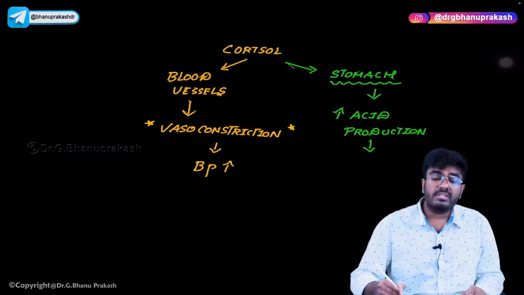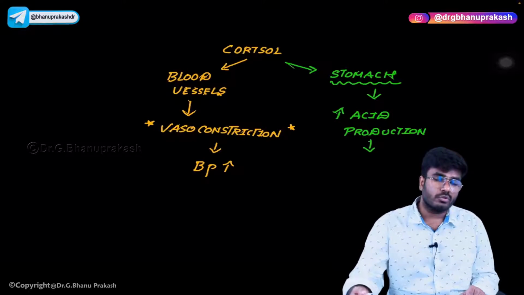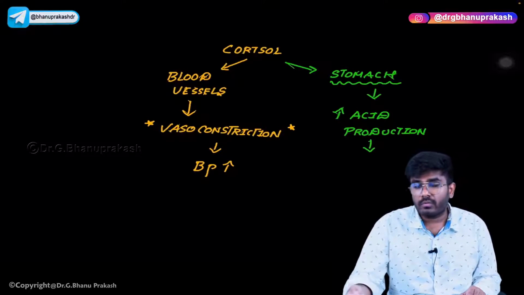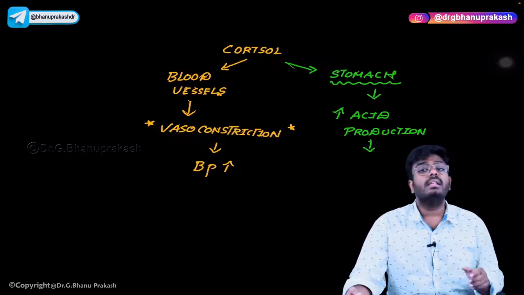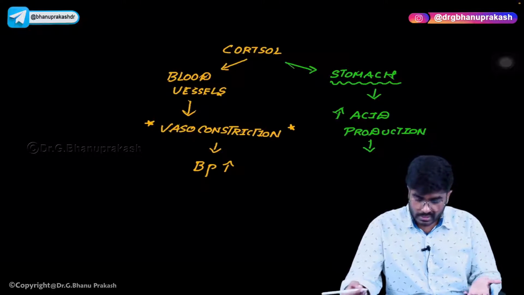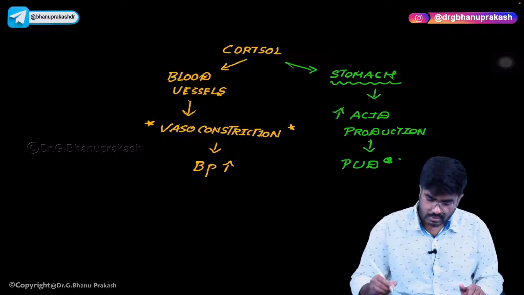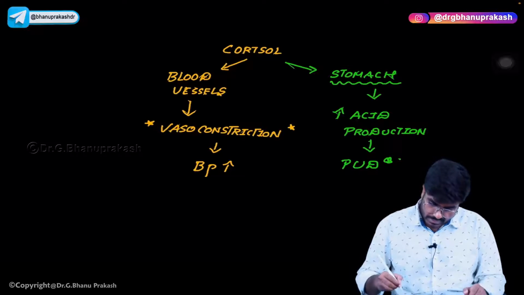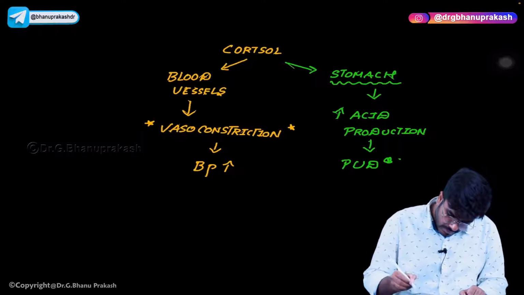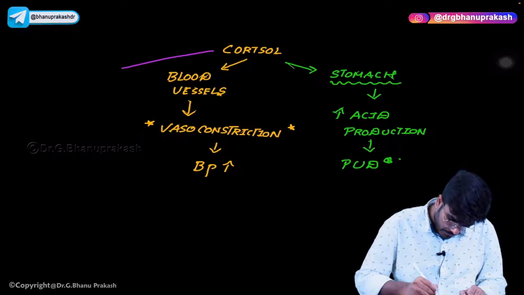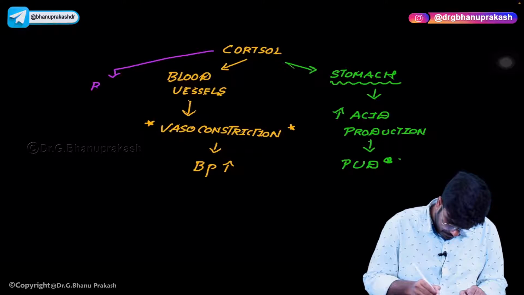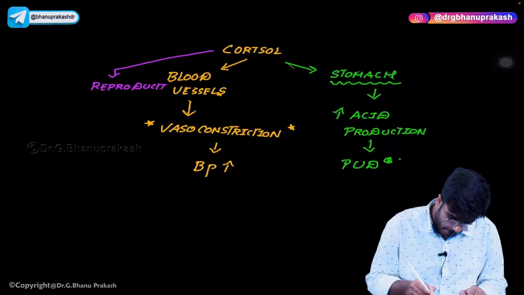Now, imagine there was one patient suffering with Cushing syndrome. In Cushing syndrome, we know there is too much cortisol, and that will increase the acid production inside the stomach, which will cause peptic ulcer disease. Yes, excess cortisol can cause peptic ulcer disease. And let's see the action of cortisol on the reproductive system.